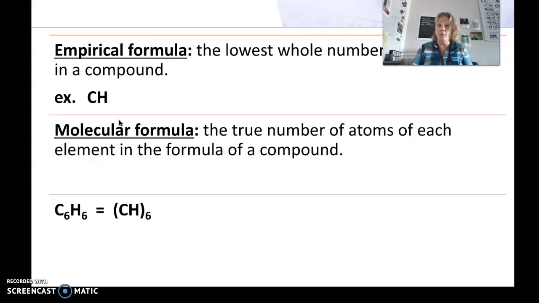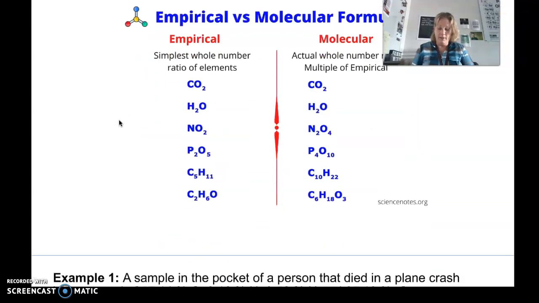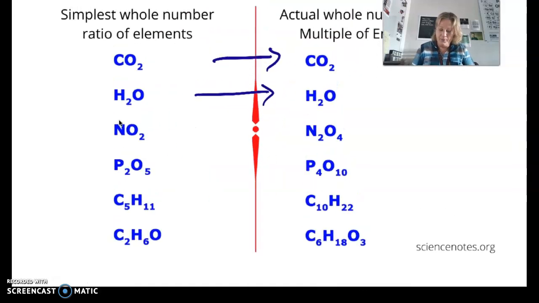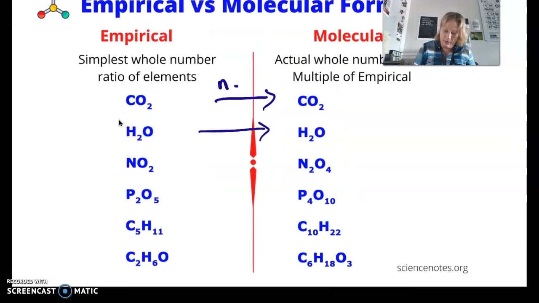Sometimes the empirical and the molecular formulas are actually the same. But here's another helpful thing. You can see that with carbon dioxide and water, there's something we call N, which is the ratio of the difference between the empirical and the molecular. So N equals 1 for these, so the empirical and the molecular are the same.